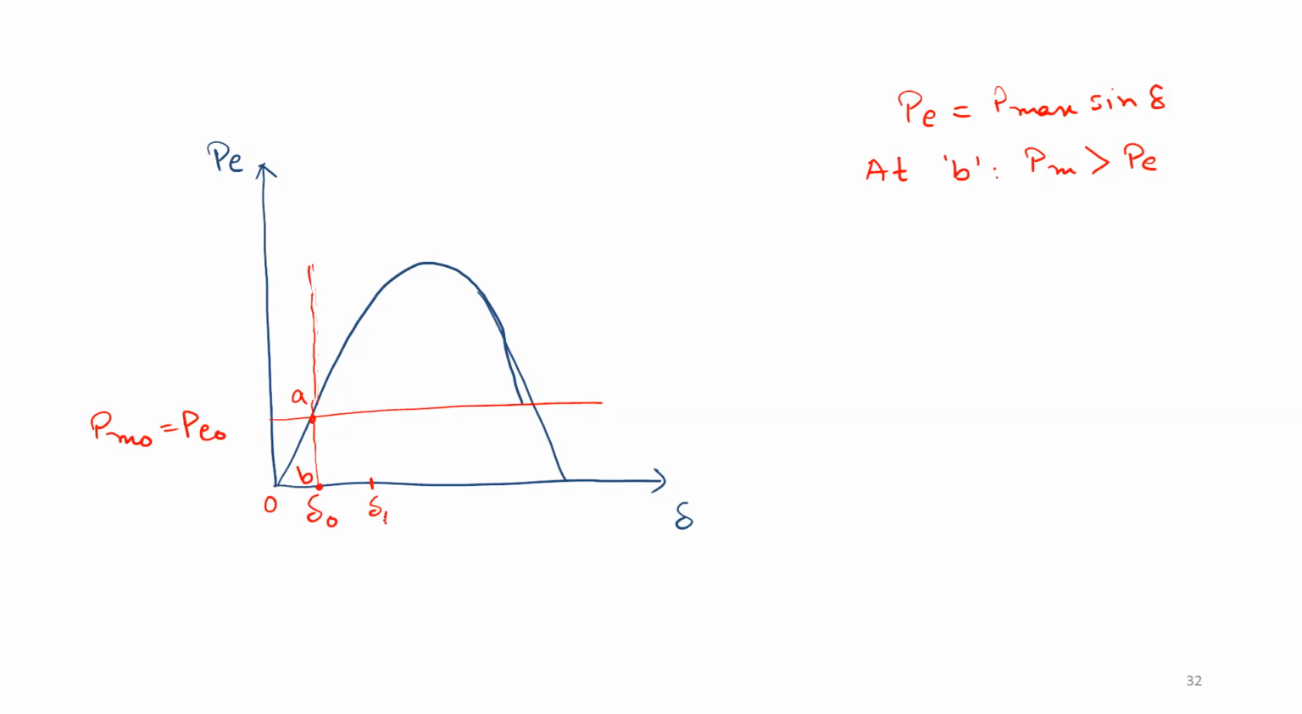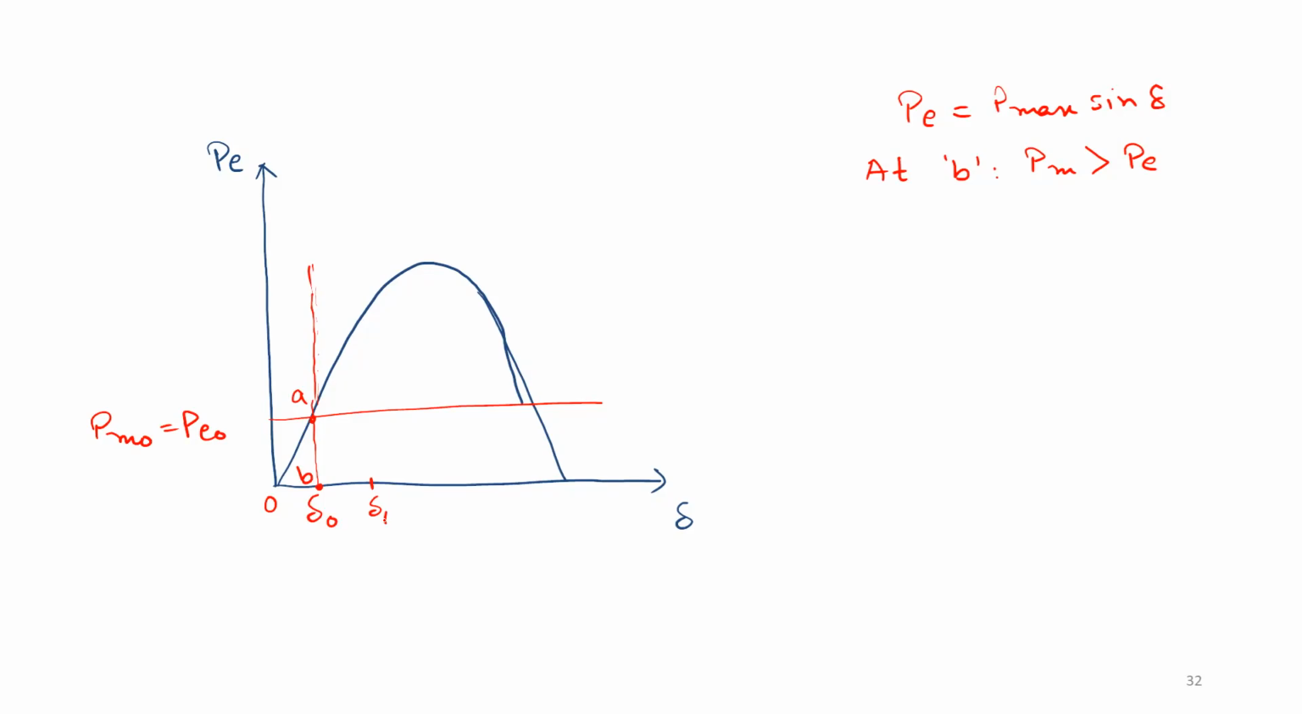Initially I was operating at point A, steady state operation, stable operation. Then suddenly there was a fault. We know that during the fault, the power delivered to the infinite bus will be 0. As such, we moved to point B. Let's say the fault is persistent, and it will persist for a few milliseconds. So first of all, it came from A to B. The fault is still there.